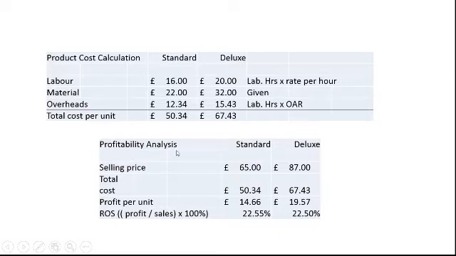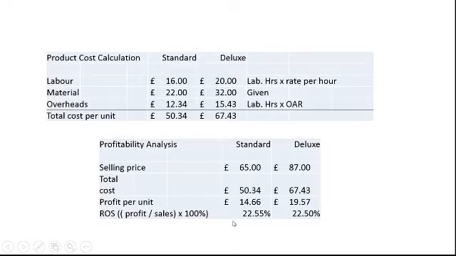Now profitability analysis. All it means is, if you sell 1 unit, what will be the profit? So for selling price, we are given 65 pound for standard and 87 pound for deluxe. Total cost we have already worked out for 1 unit is 50.34. So this minus this, selling price minus cost per unit. So the profit each unit will generate will be 14.66, and by the same token we will get 19.57 profit from deluxe.